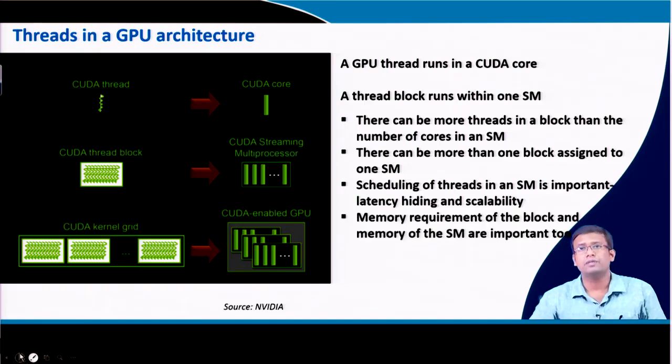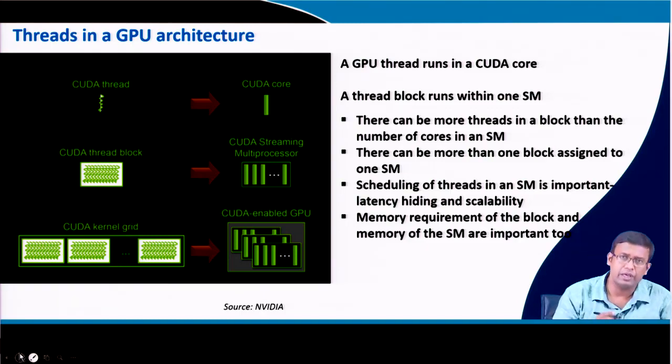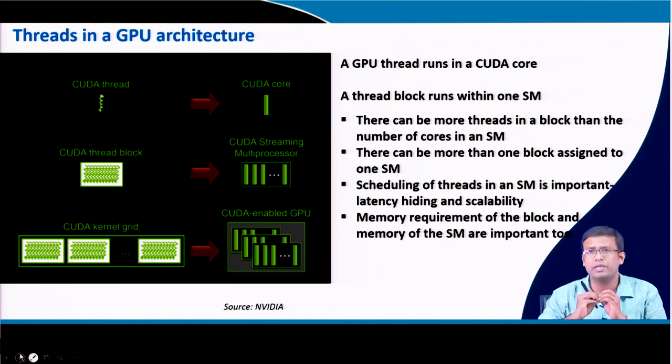Also, it is important to see what the memory requirement of the block is, especially if we talk about on-chip memory. If we quickly think of the previous slide, each streaming multiprocessor also has some memory, shared memory. So, if we talk about on-chip memory utility, how much memory the block requires is also an important aspect while scheduling the blocks in the GPU, because if there is a smaller memory requirement, probably more blocks can be scheduled together.